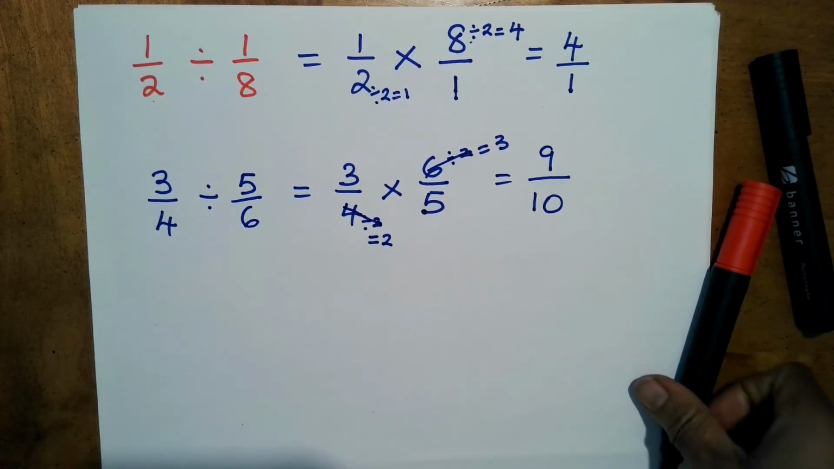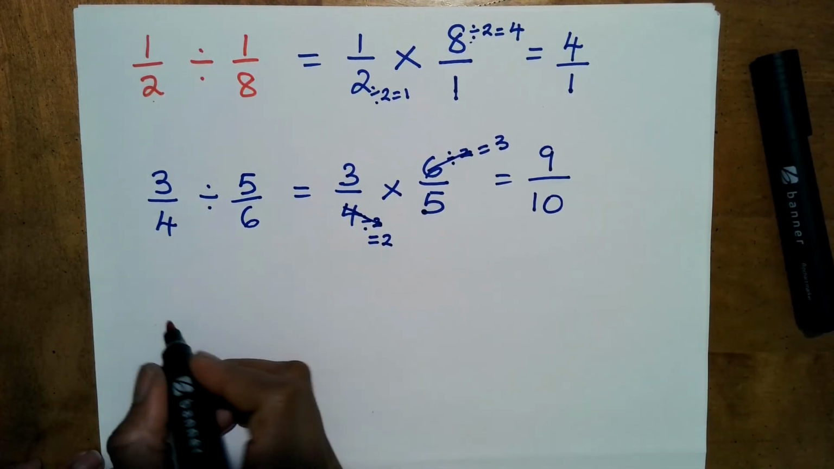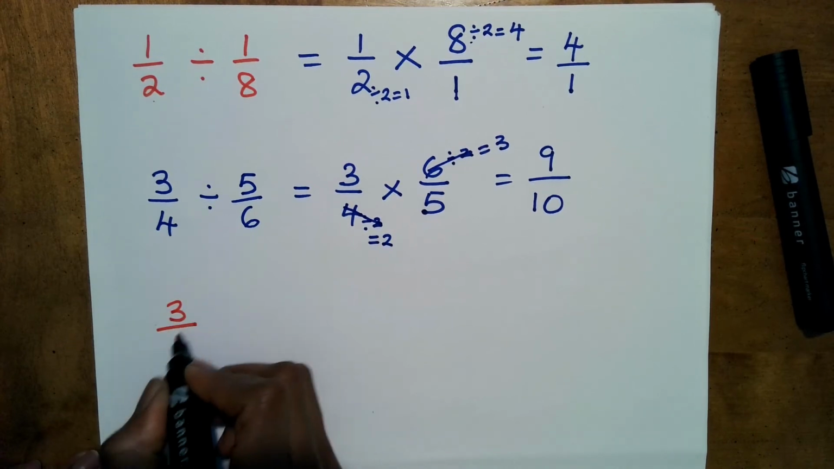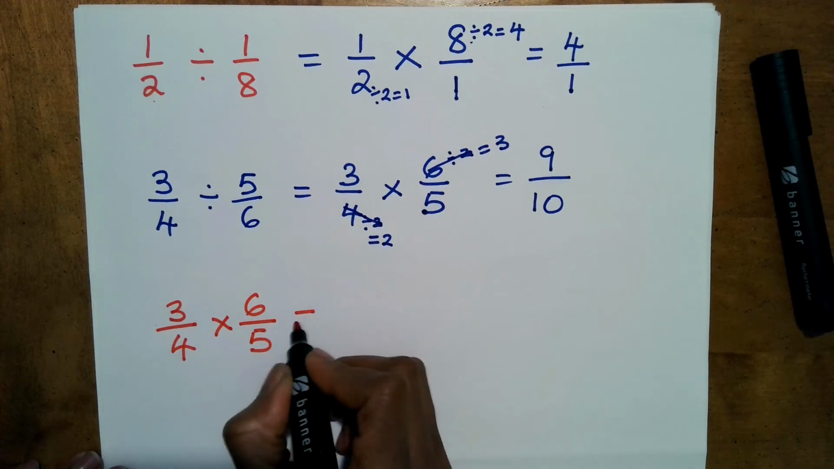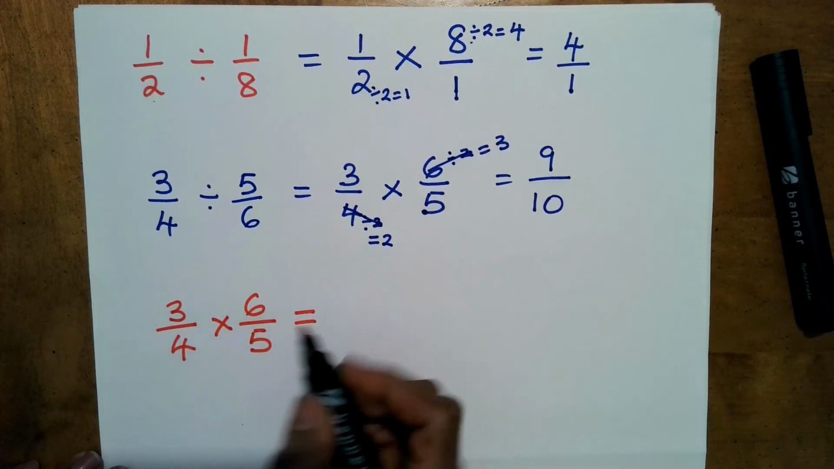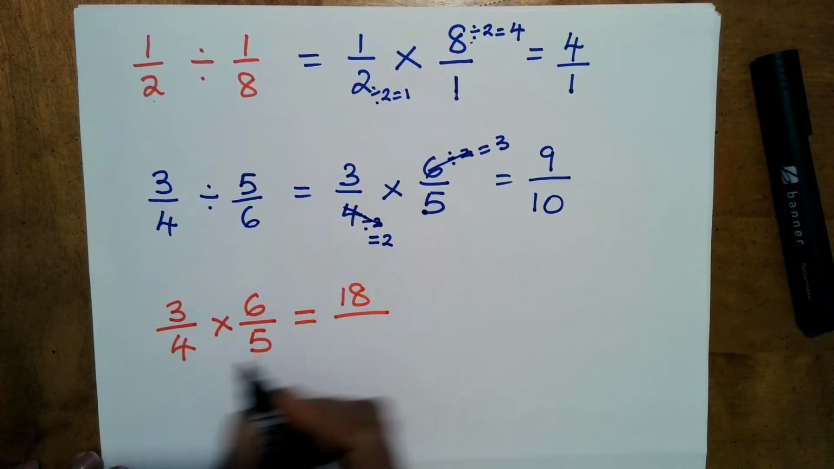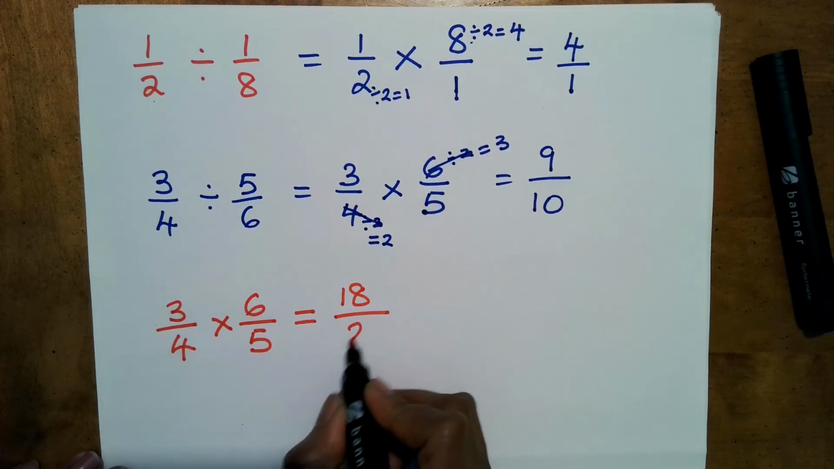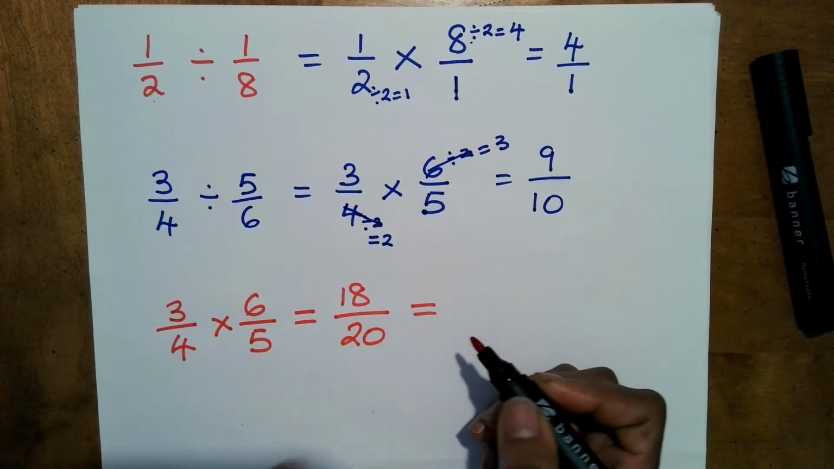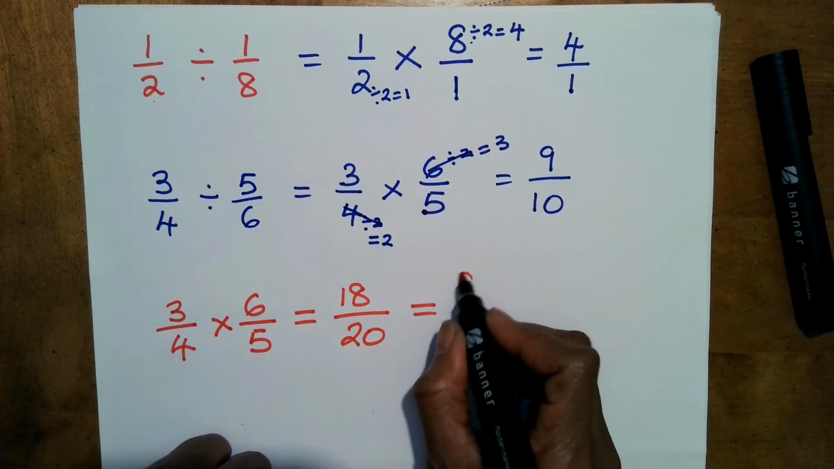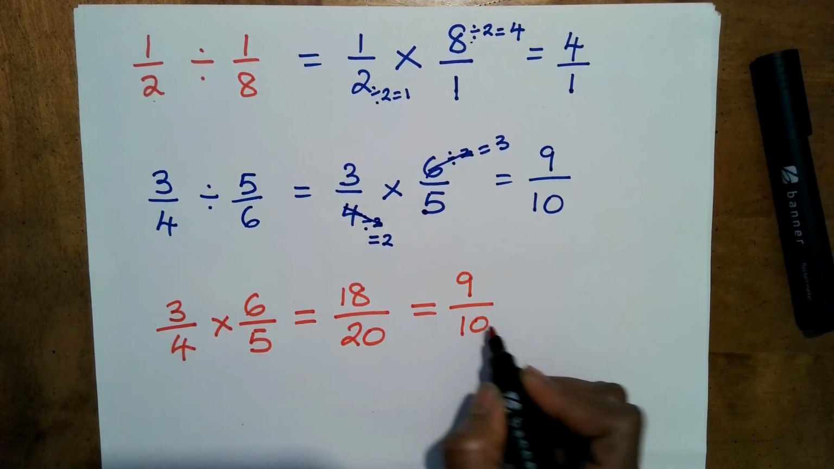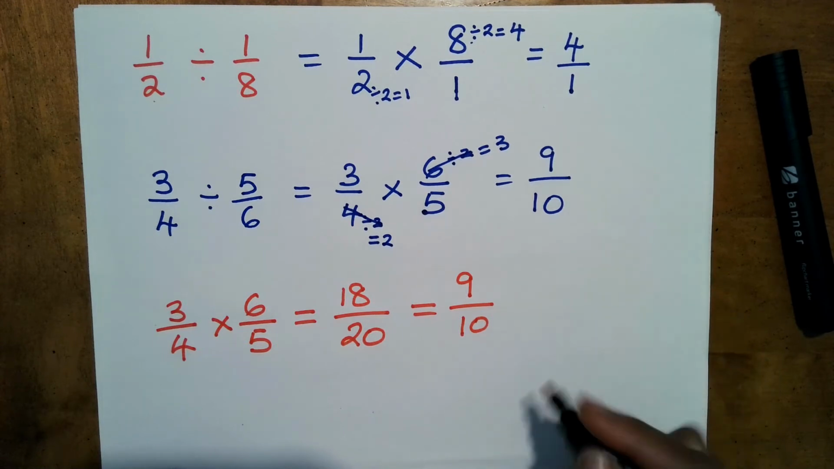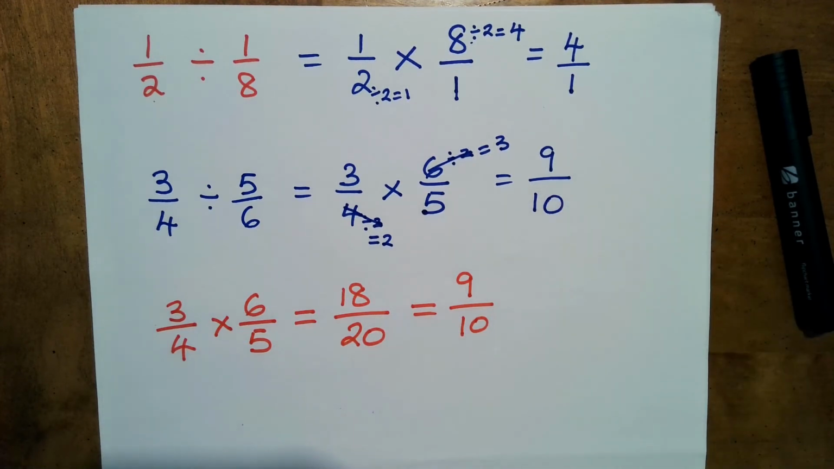You can also do it by multiplying the fractions. 3 over 4 times 6 over 5. 3 times 6 will give me 18. 4 times 5 will give me 20. Now, if I have 18, I'm going to get 9. If I have 20, I'm going to get 10. So we have the same answer as this one.